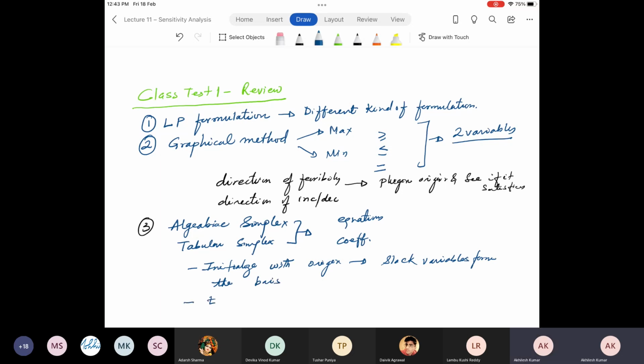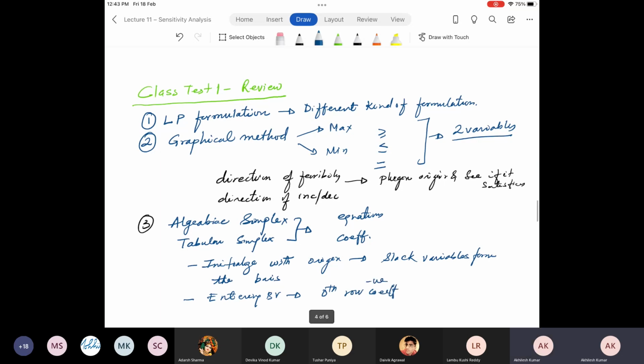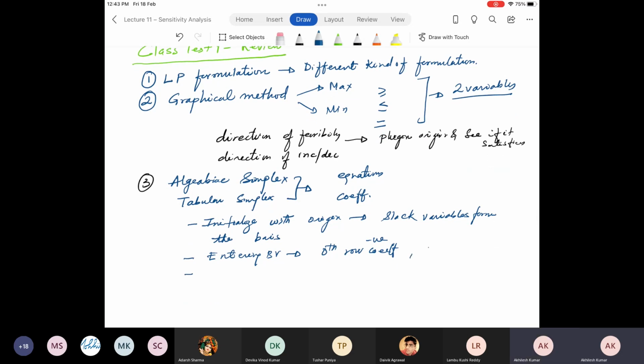Then you have to look at entering basic variable, 0th row coefficient or 0th row negative coefficient you need to look at. Then that will be your pivot column. Then you need to look at the leaving basic variable. For leaving basic variable, you find the minimum ratio and identify the pivot cell. Put in the Gaussian elimination form.